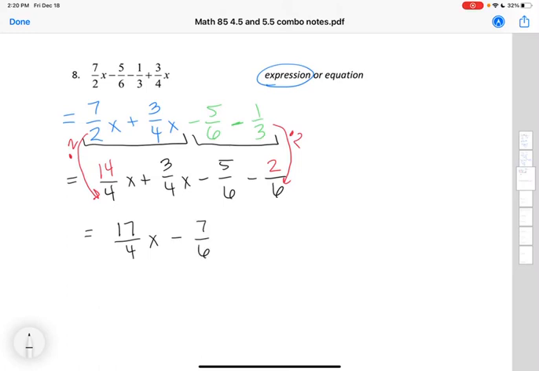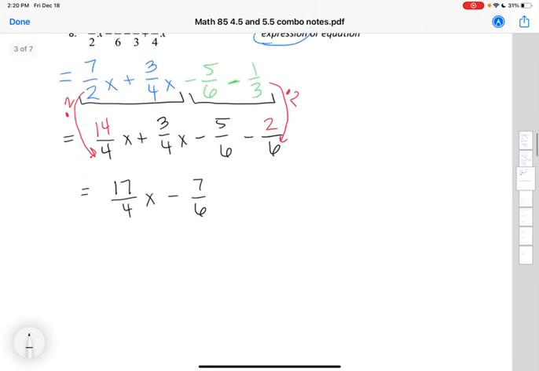All right, and that is our final answer. So we had a common denominator of 4 for the terms with the variable, so it would be 14 plus 3, we got 17. And then with the common denominator of 6, we have a -5 minus 2, which would give us a -7. So just a -7 for that one.